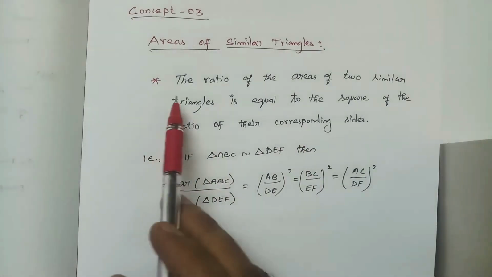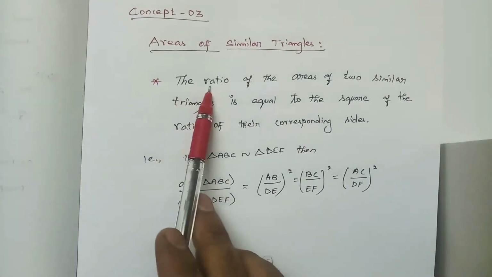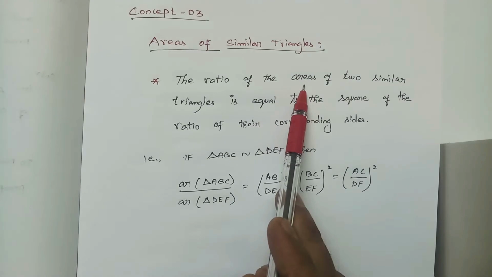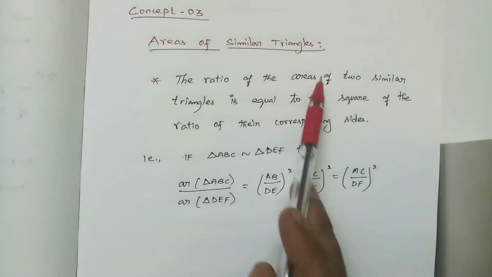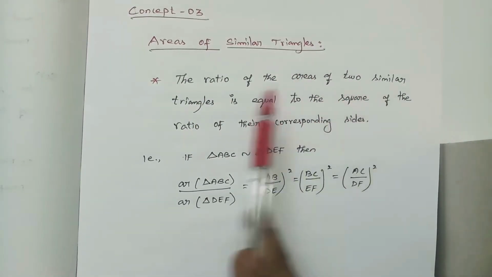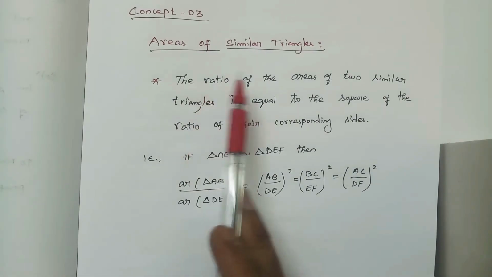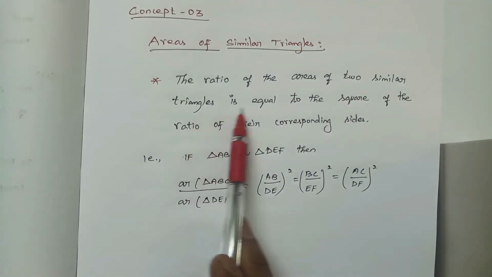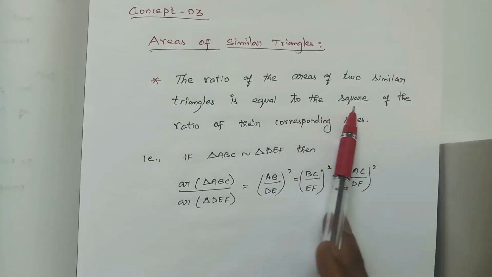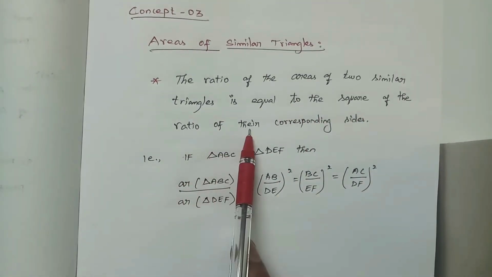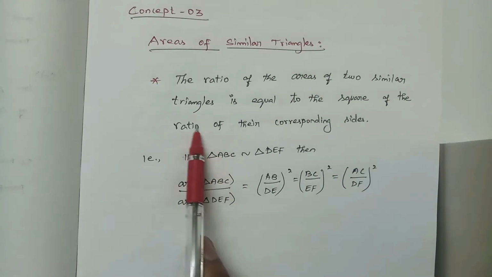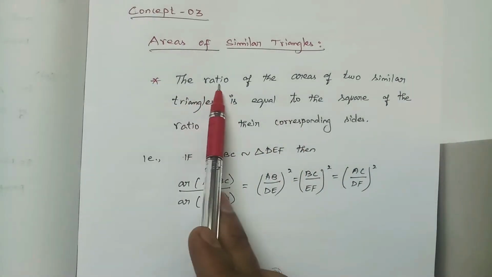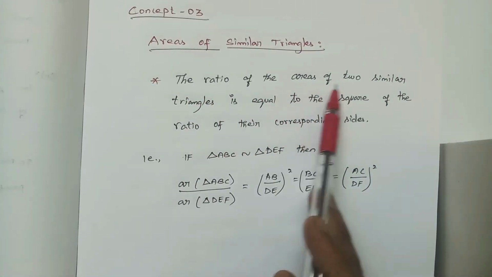First, just see the statement. The ratio of the areas of two similar triangles, right? The ratio of the areas of two similar triangles is equal to the square of the ratio of their corresponding sides. Ratio of their corresponding sides. The ratio of the areas of two similar triangles.